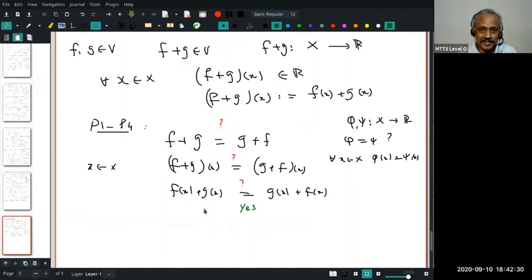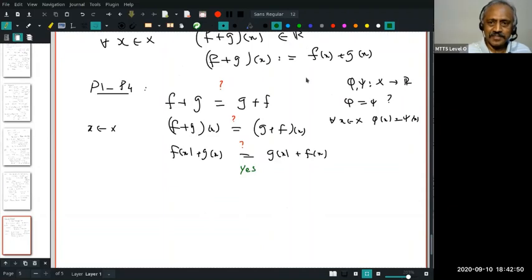Even in R^m, I said vector addition is commutative, which follows from the commutativity of the addition of real numbers. Here I am defining addition of two functions. The commutativity of addition of two functions follows from the commutativity of addition on real numbers. Isn't it beautiful? The same thing is going to happen with associativity.